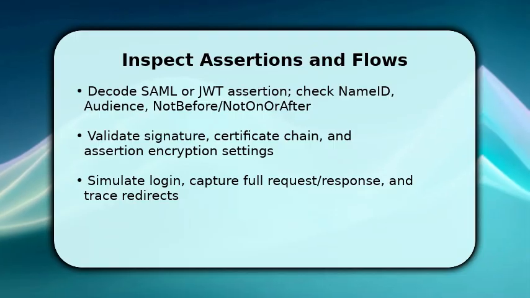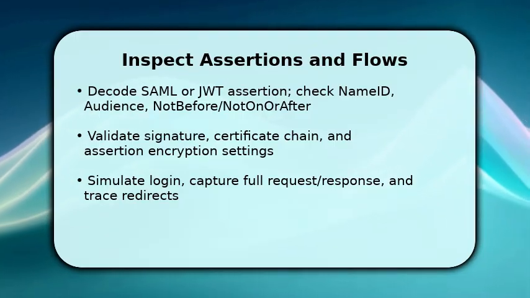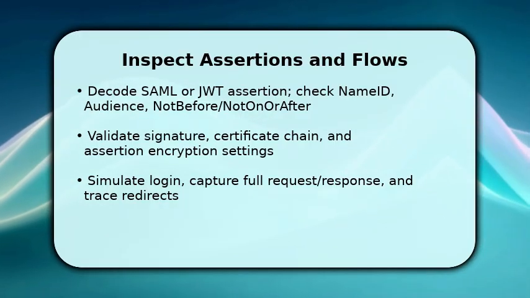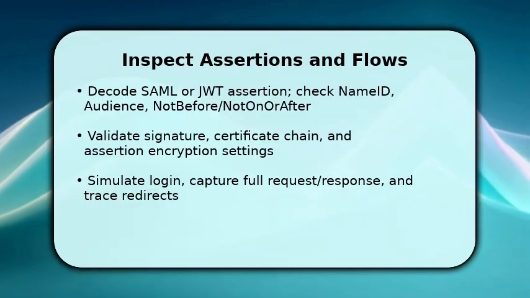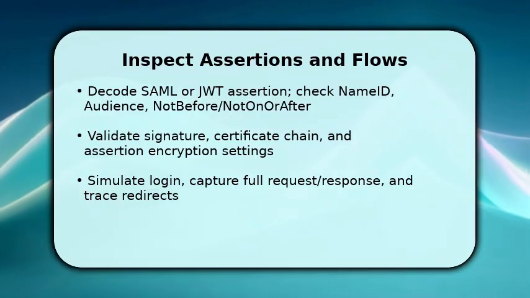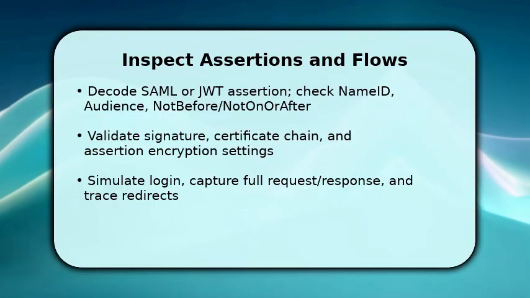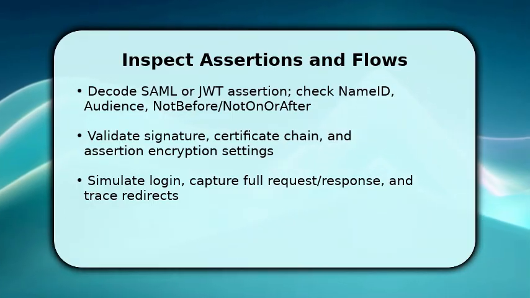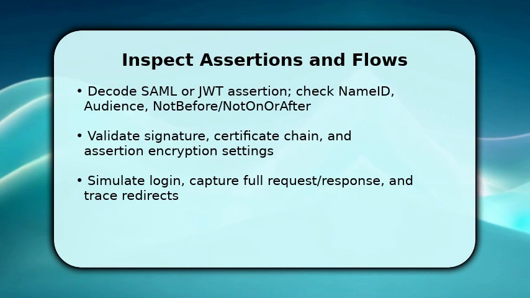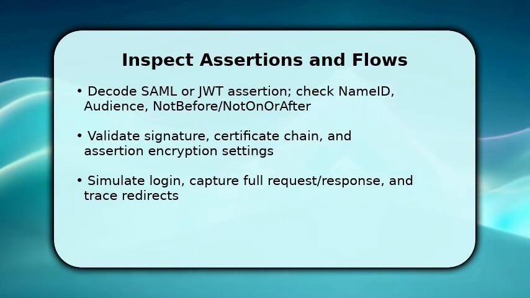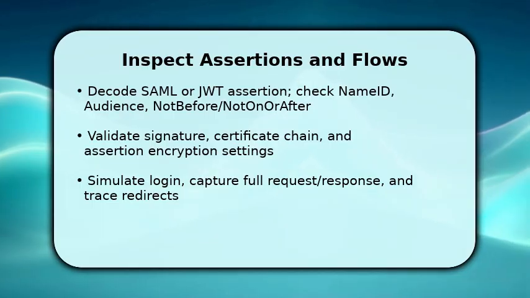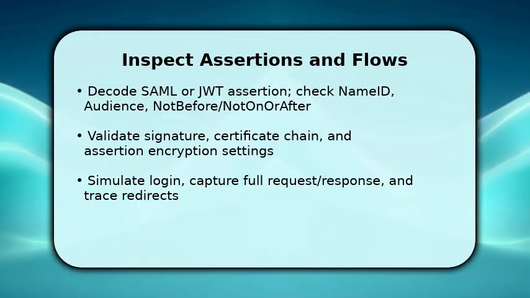Validate the signature and certificate chain against the IDP trust anchor and confirm encryption expectations align. Encrypted assertions require matching SP keys. Simulate a login and trace redirects to ensure relay state and ACS parameters persist. Intermittent proxy or load balancer rewrites often break assertions. Make incremental changes and retest to isolate the failing element.